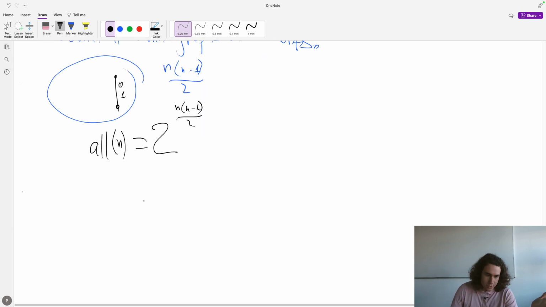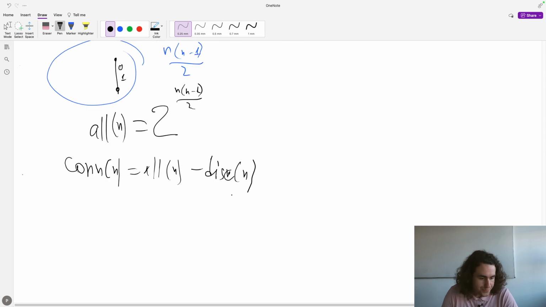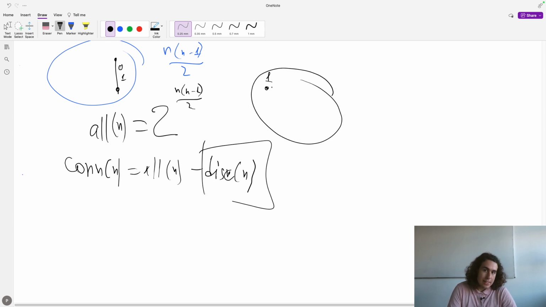And what I am interested in is connected graphs, right? Connected of n is basically O of n minus disconnected of n. That's what we're going to compute. So how many disconnected graphs on n vertices are there? Well, let's take the first vertex. It lies in some connected component, and everything else is any kind of graph.